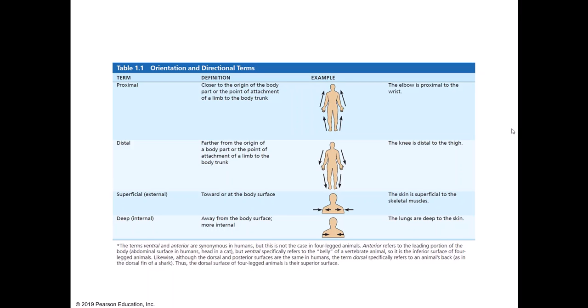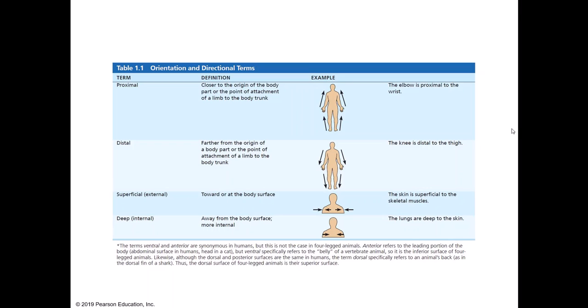Before we cover proximal and distal, we're going to do superficial and deep, external and internal. So superficial organs are more towards the body surface, so they're more external. Deep organs are away from the body surface, so they're more internal. So the skin is the most superficial organ on your body, and pretty much everything else is then deep to the skin.